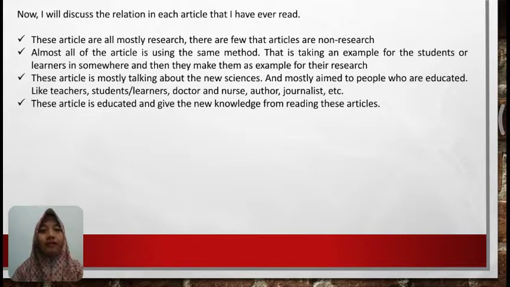And then these articles are mostly talking about new sciences and mostly aimed at people who are educated, like teachers, students or learners, doctors, nurses, authors, journalists, etc. And also these articles are educational and give new knowledge from reading them.